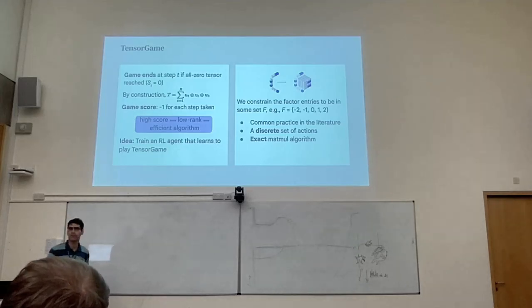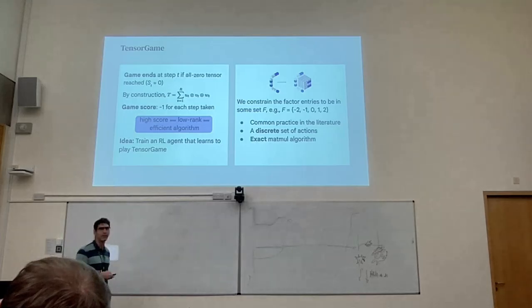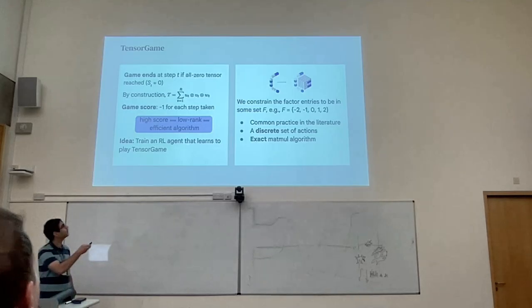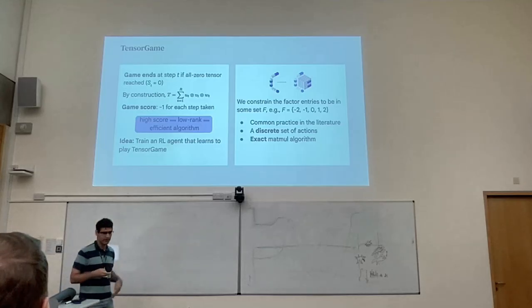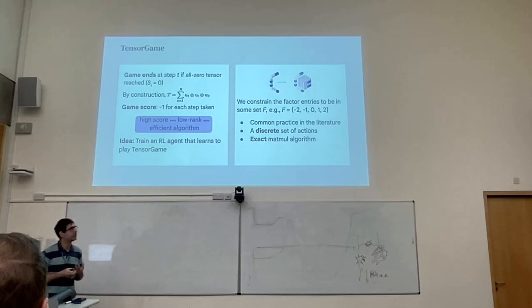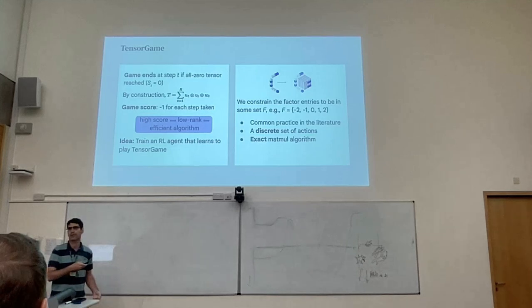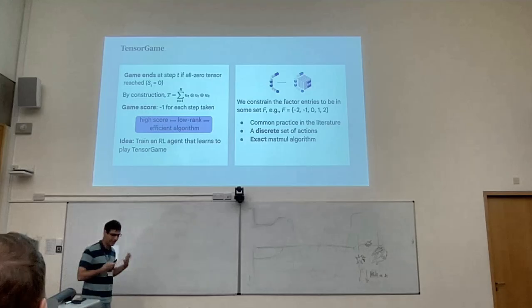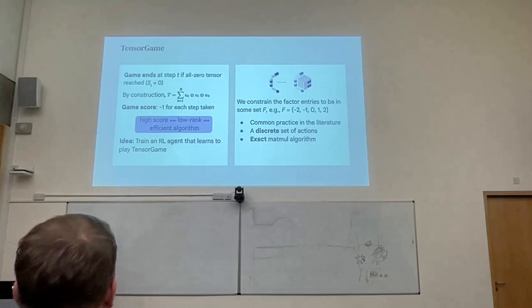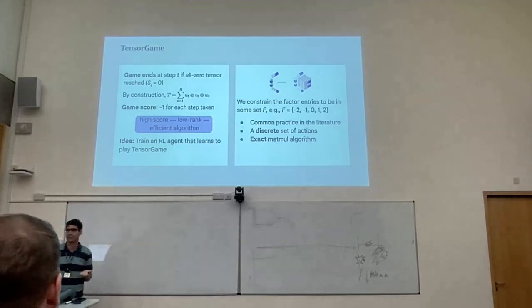So how do you score when you play this game? We assign a score of -1 for each step taken. So that means that a game with a higher score will have fewer steps, which means it corresponds to a lower rank decomposition. And we know from the previous slide that low rank means more efficient. So essentially, scoring higher in this game means that you have a better algorithm. That's the correspondence.